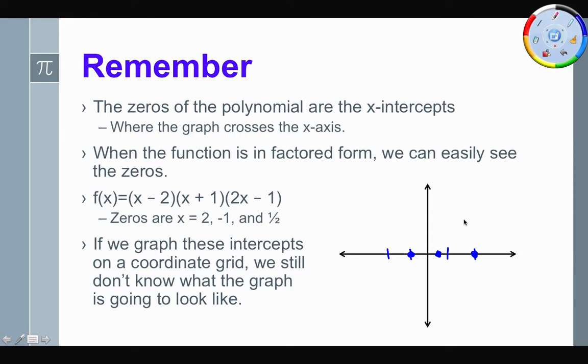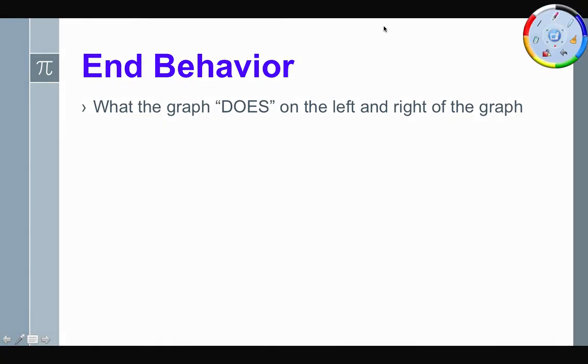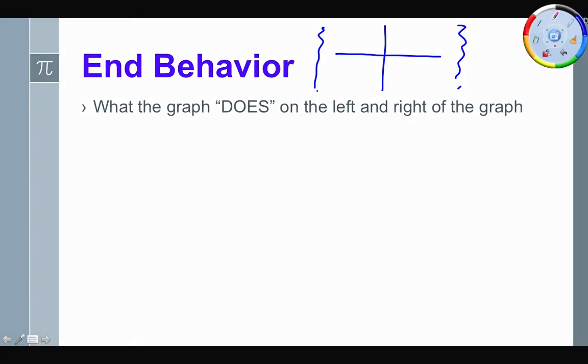So there are other things that we need to add on to today's lesson that are going to help us graph these polynomials. The first of 3 or 4 different things we're going to talk about today is the end behavior. End behavior describes what a graph does on the left and right of the graph. So when we graph some sort of polynomial, we want to know what's happening out here on the right side and out here on the left side. And that actually does help us figure out what the entire graph looks like.